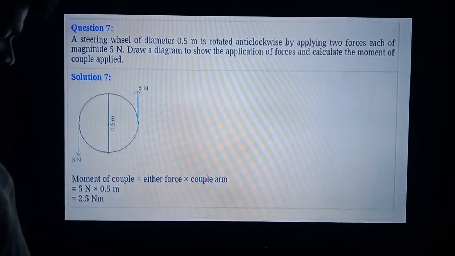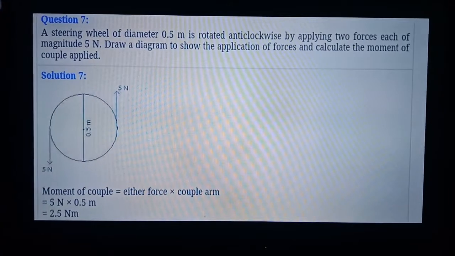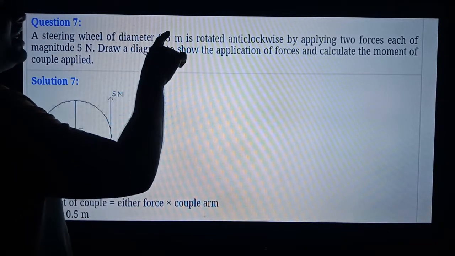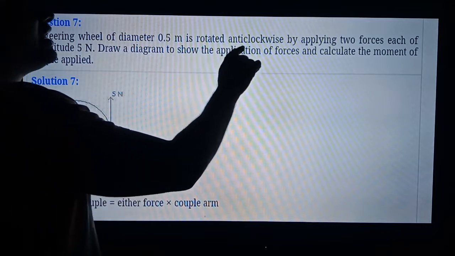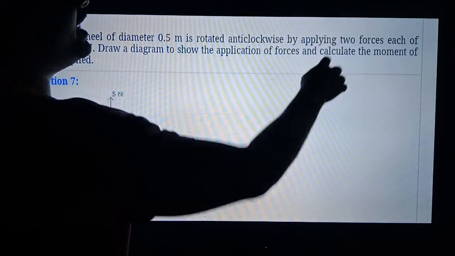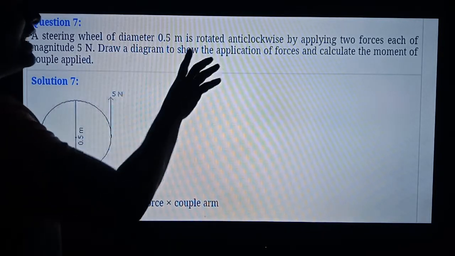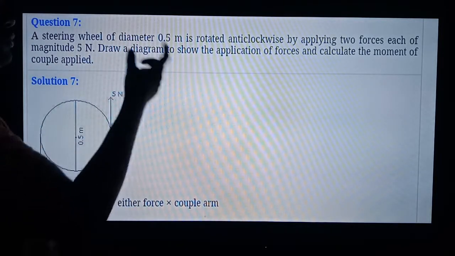Question number 7. A steering wheel of diameter 0.5 meter is rotated anti-clockwise by applying two forces each of magnitude 5 Newton. Draw the diagram. So first you have to draw this diagram.